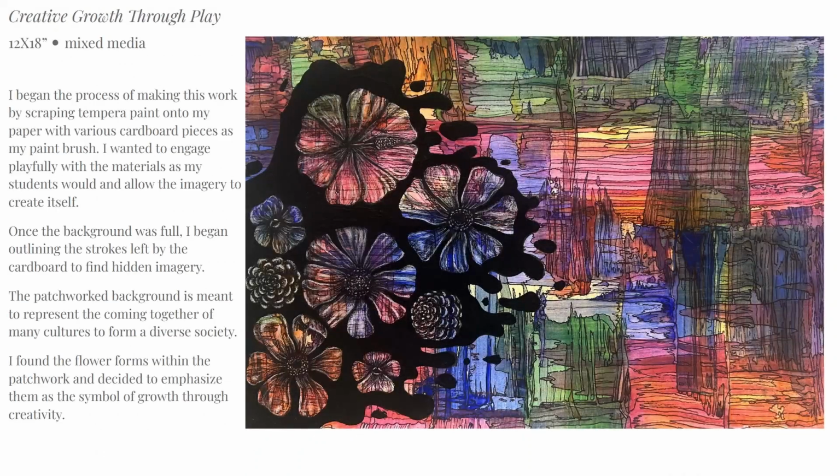In response to my findings, I created the artwork Creative Growth Through Play. I began the process of making this work by scraping tempera paint onto my paper using various cardboard pieces as my paintbrushes. I wanted to engage playfully with the materials as my students would and allow the imagery to create itself. Once the background was full, I began outlining the strokes left by the cardboard to find hidden imagery. The patchwork background is meant to represent the coming together of many cultures to form a diverse society. I found the flower forms within the patchwork and decided to emphasize them as the symbol of growth through creativity.